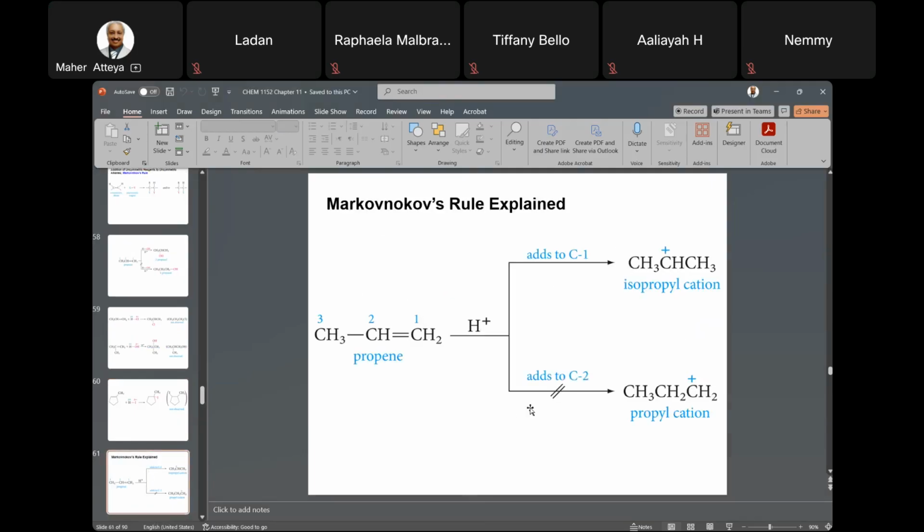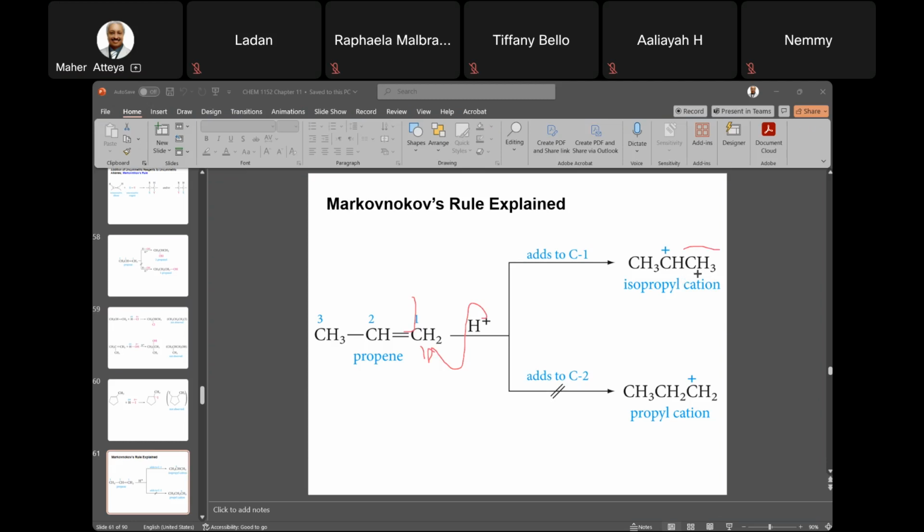Here, in an example, I added protons, and as you can see, where it will add itself, you can tell me. So you can really predict where it will add itself. So it looks like we have 1, 2, 3. The most stable one is where it will add itself. If it adds itself, it will add itself here. The double bond will open up, correct? So then the hydrogen will come out. Then you will have something looking like this, isopropyl cation.